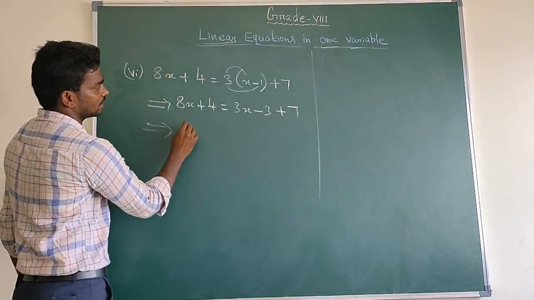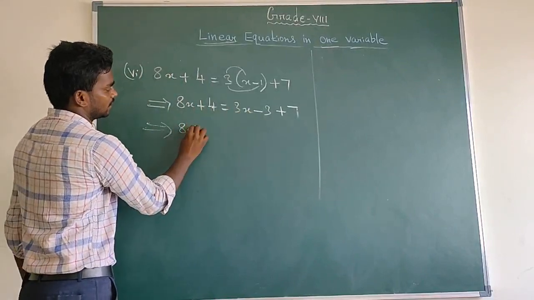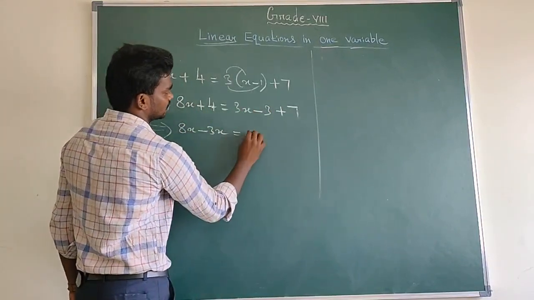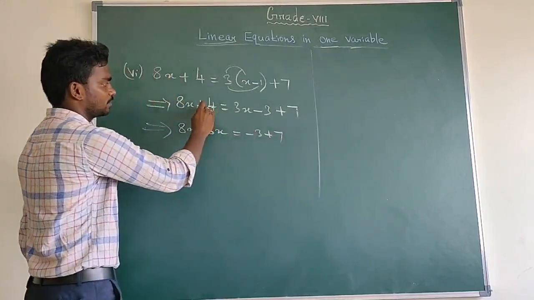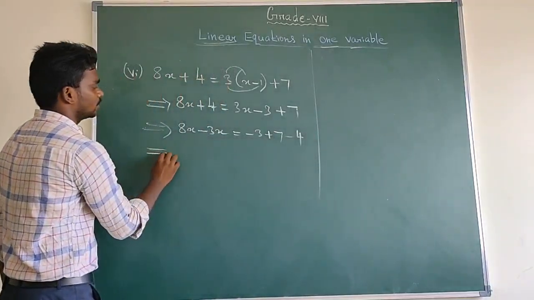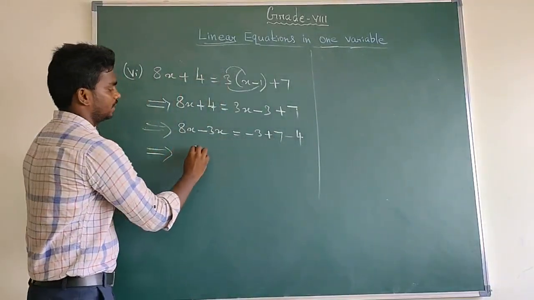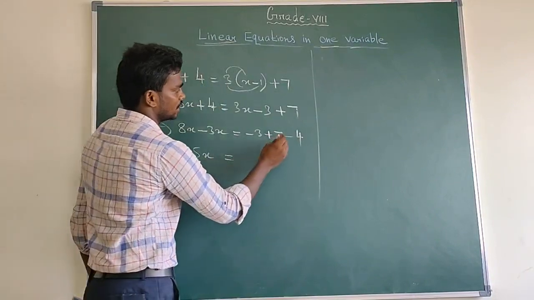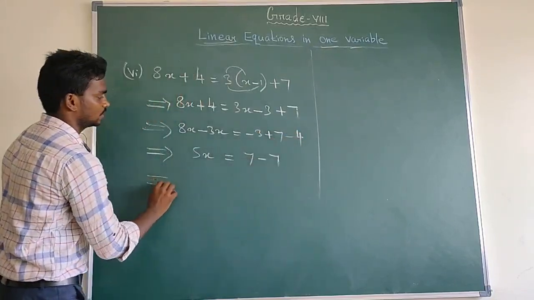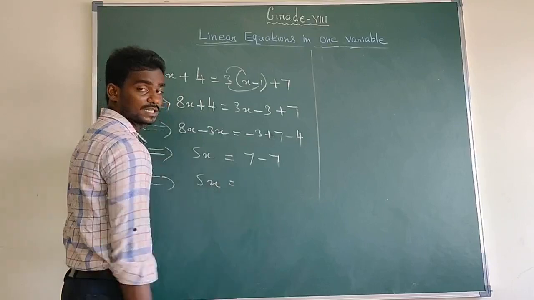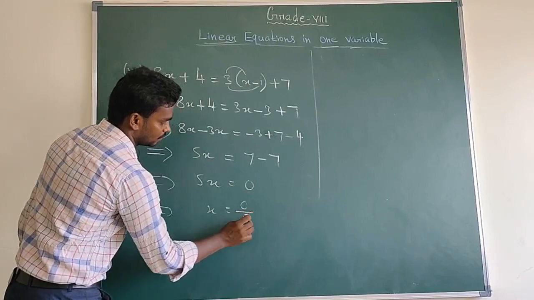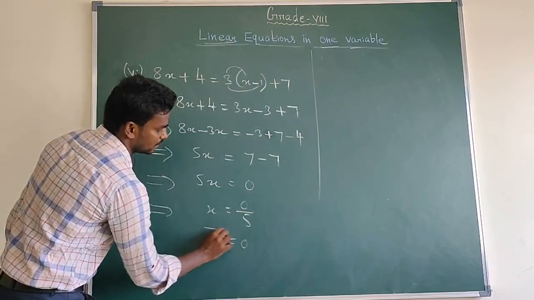So we separate the variables on one side, 8x minus 3x. 3x transposing to the LHS is minus 3x, which is equal to the RHS value, minus 3 plus 7, and this plus 4 transposing to minus 4. So what is the value of 8x minus 3x? 8x minus 3x is 5x, which is equal to plus 7 minus 3 minus 4, which is 0. So 5x is equal to 0, which implies x is equal to 0 divided by 5, which is equal to 0. So the value of x is 0.